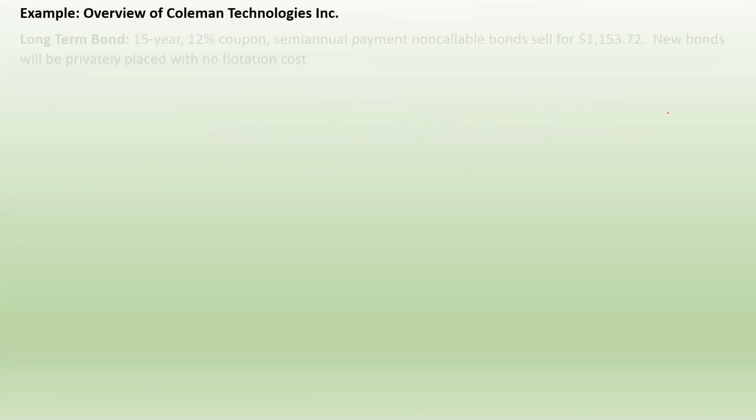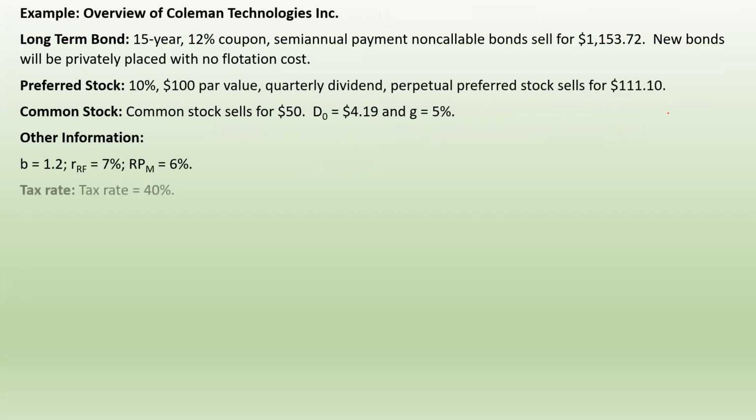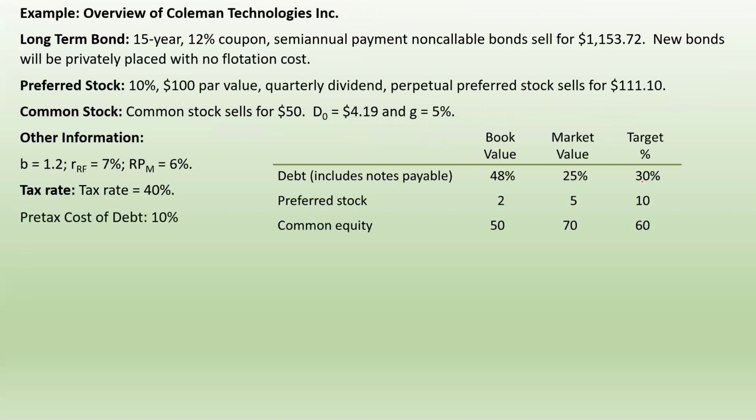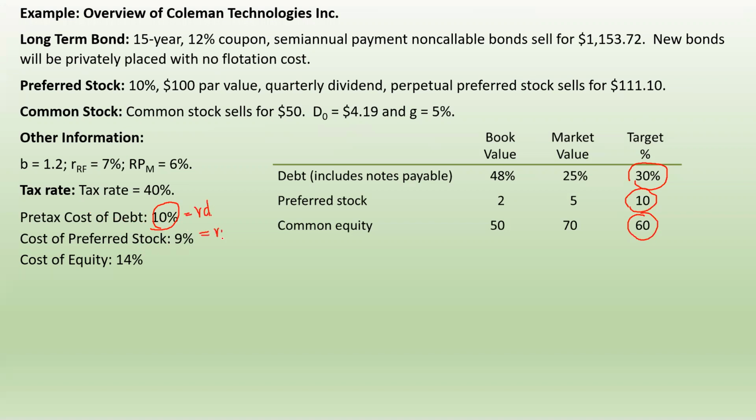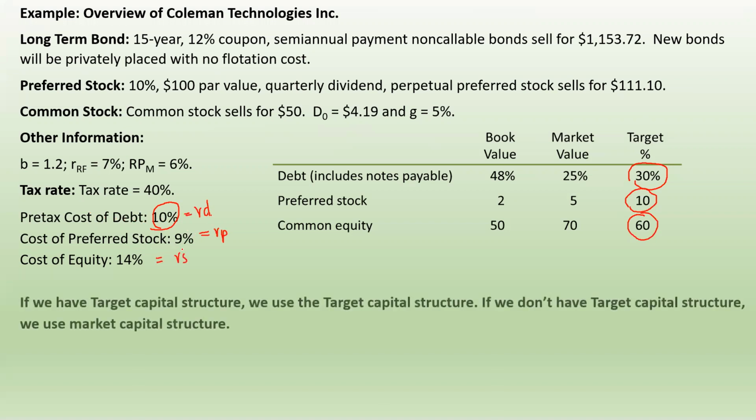And for this company, we know that this is the target one. 30% of the capital is from debt, 10% from preferred stock. Common stock is 60%. And we found that the pre-tax cost of debt is 10%. Remember, this is RD. The cost of preferred stock, which is RP, is 9%. This is what we calculated before. And the cost of equity is 14%.